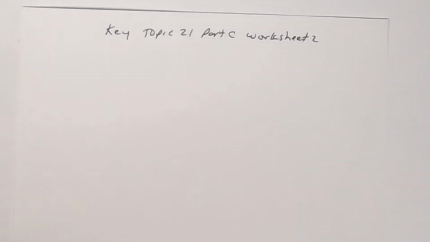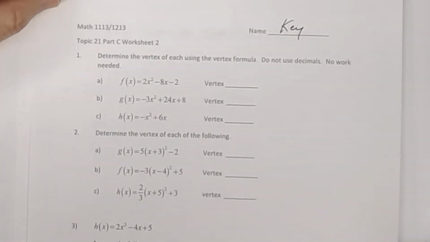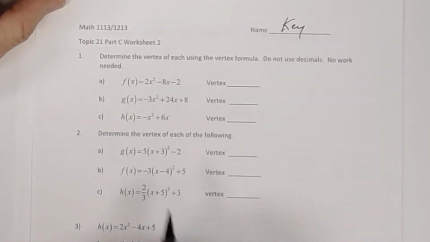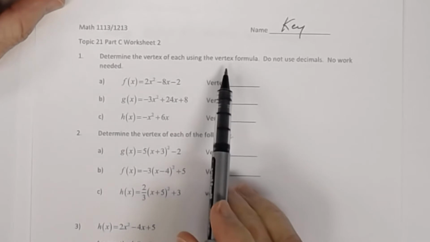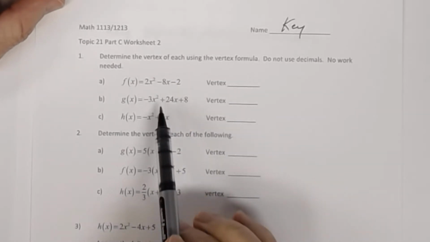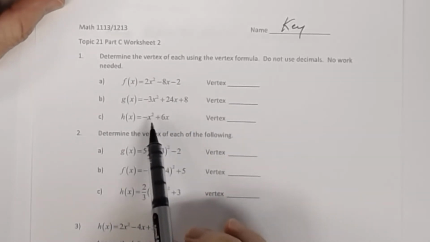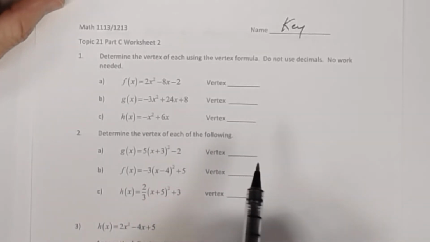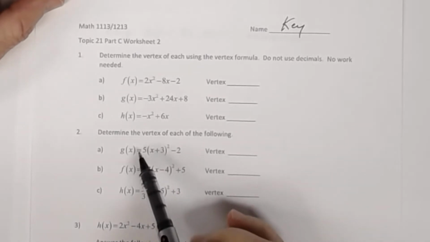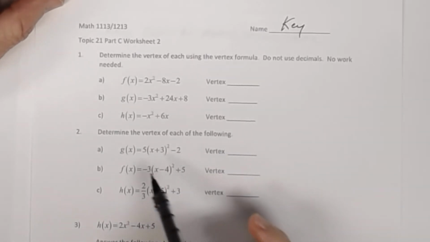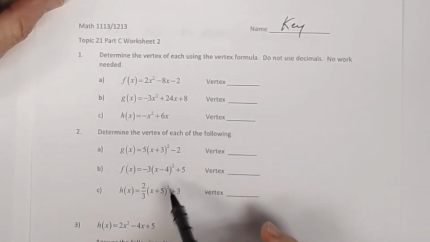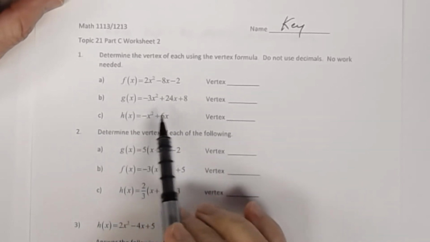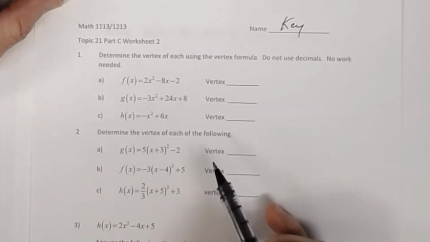Okay, so this is the key to topic 21, part C, worksheet 2, and this is the worksheet right here. So number one, you want to determine the vertex of each using the vertex formula. And so you have three quadratic functions here, and it says no work is needed, but do not use any decimals. And then in the second one, you want to find the vertex as well, except these are written in vertex form, and these in number one are written in general form. So let's go ahead and talk about one and two first.